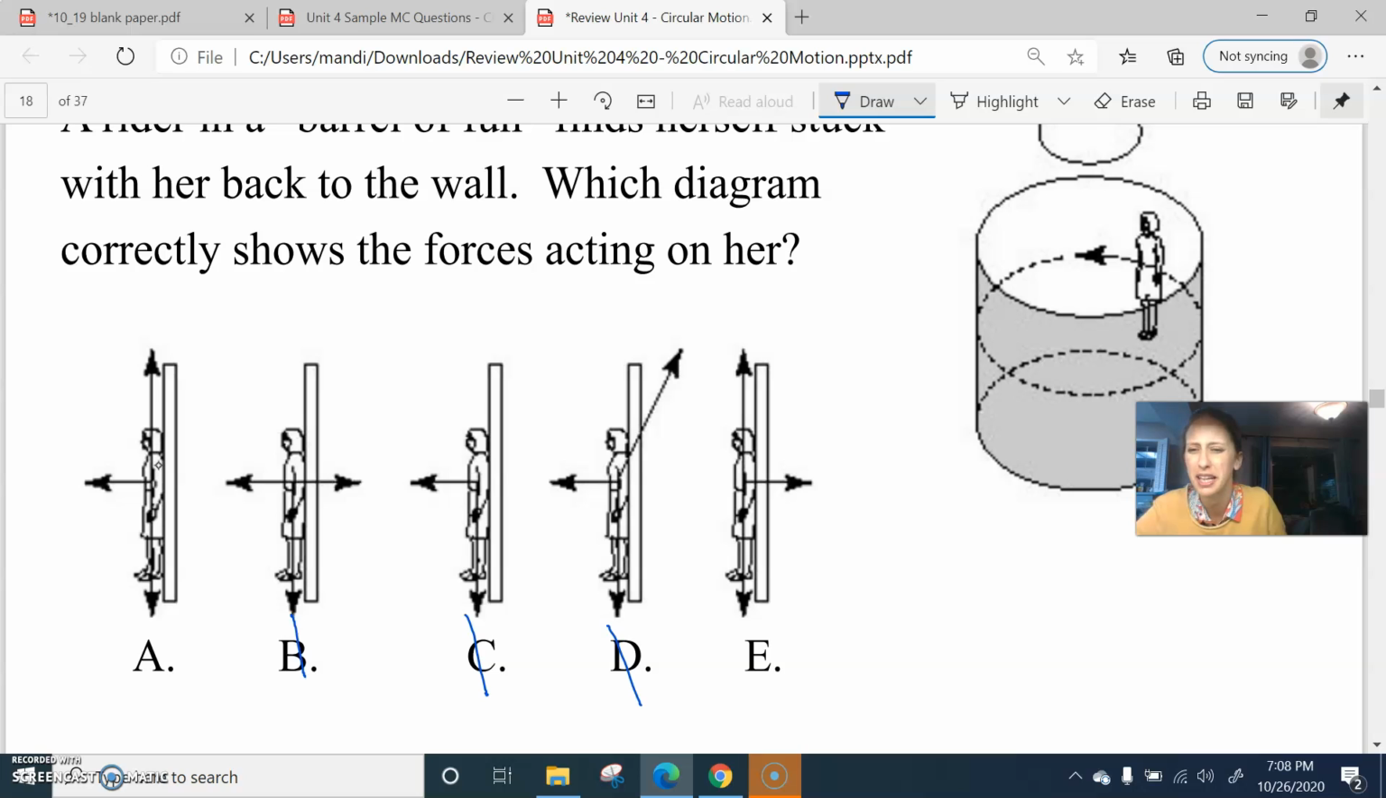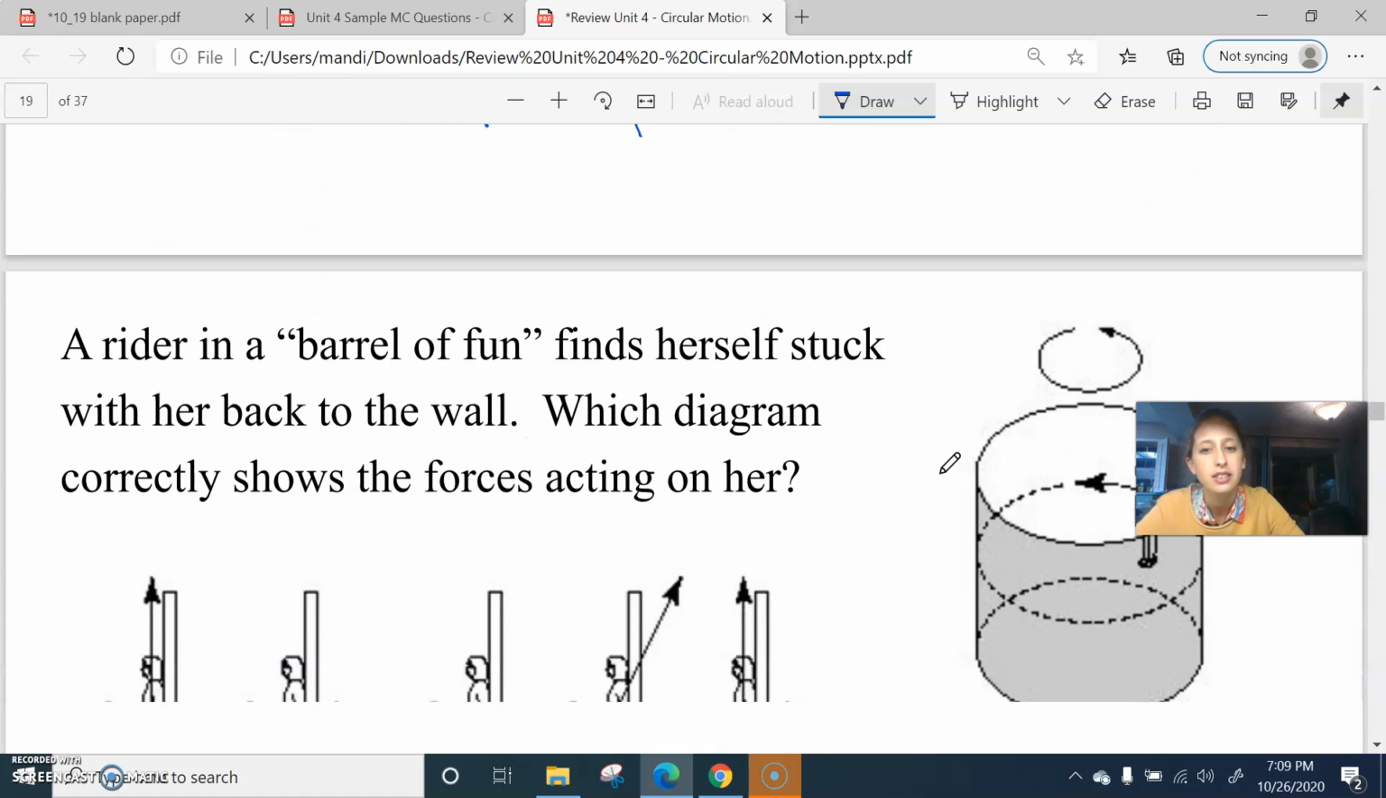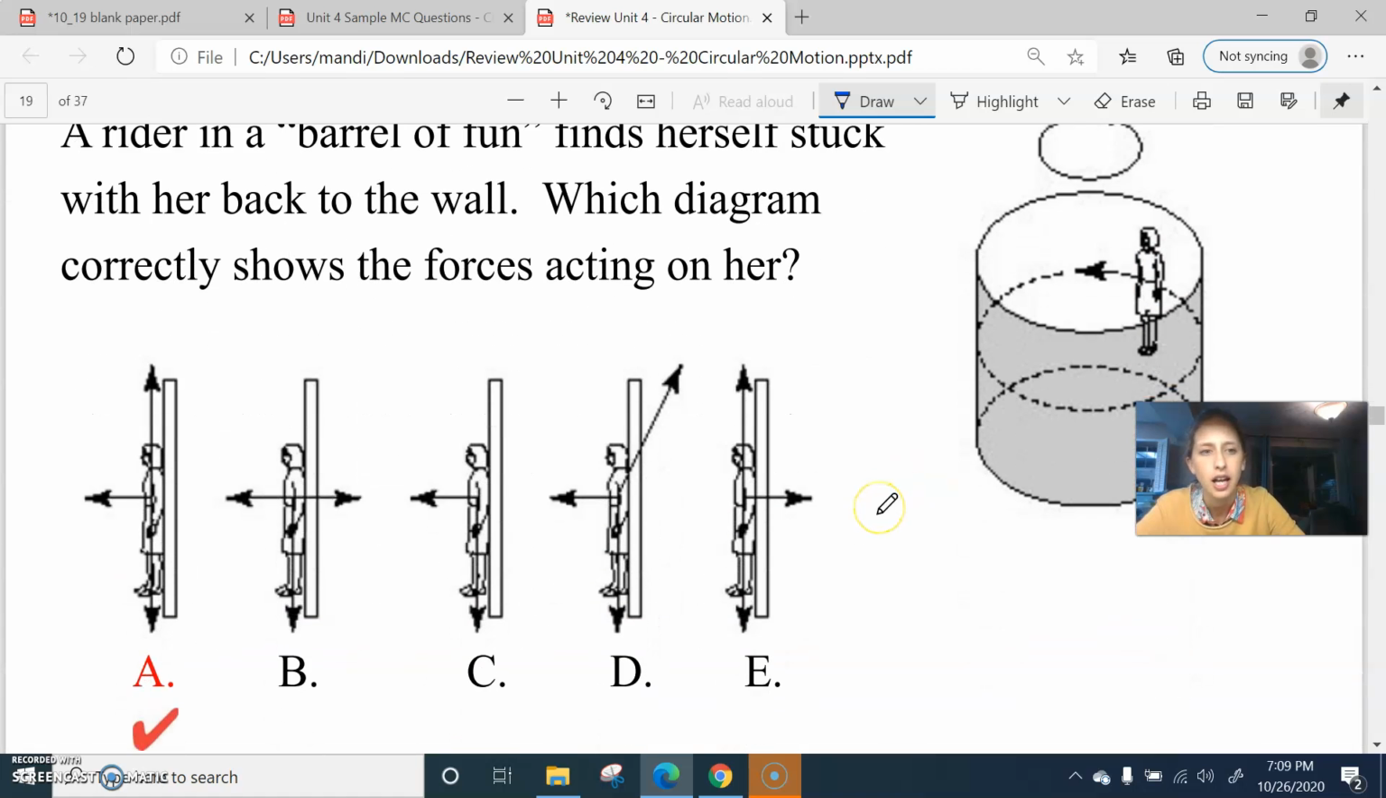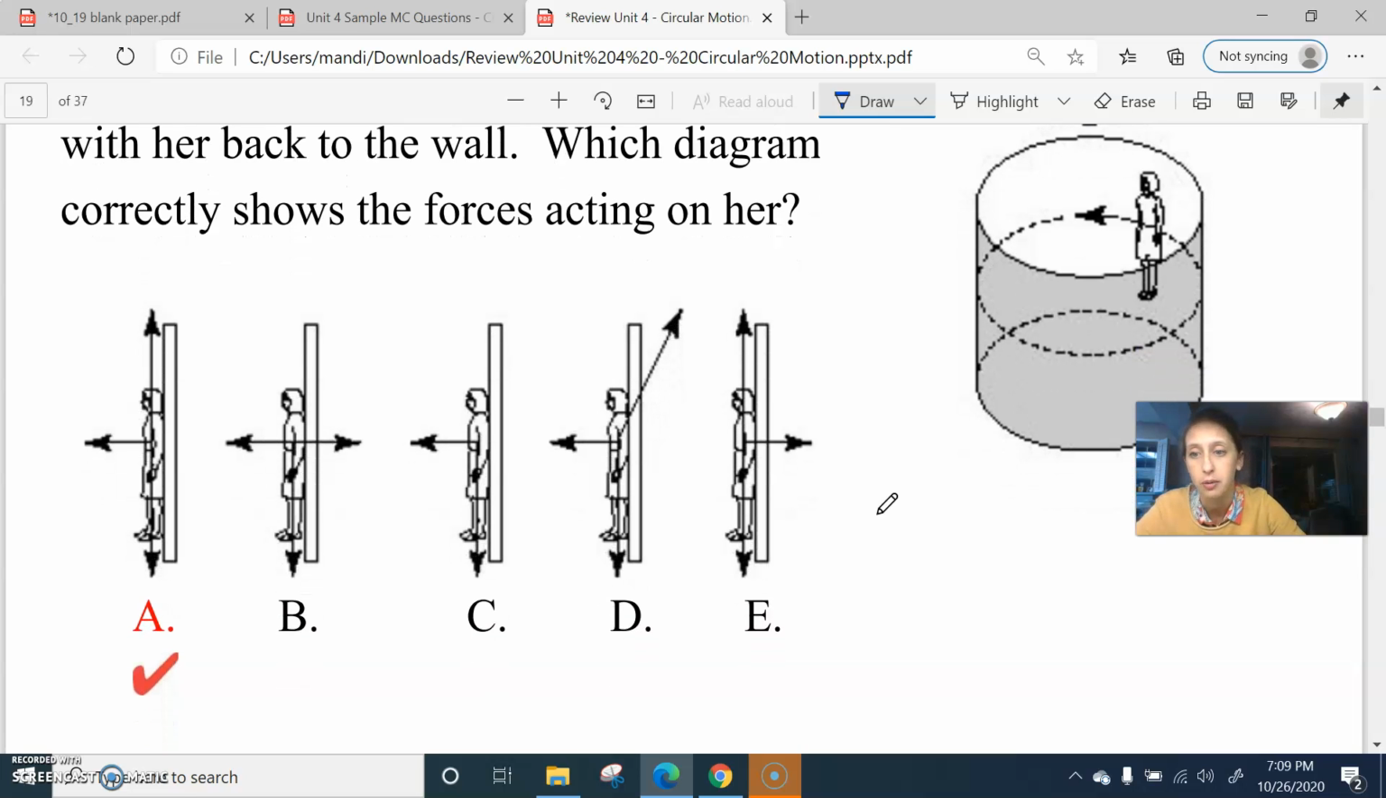Ooh, I was gonna pick A. E's really tempting because I've ridden one of these and it does feel like you're trapped against the wall. I think it's A though. I think it's the normal force of the wall pushing her in. That is a center-seeking force, and the center is that away. Why isn't it E, though? Sure feels like E when you're on the ride. It's A, because physics reasons. If you put E, I get why that's tempting.